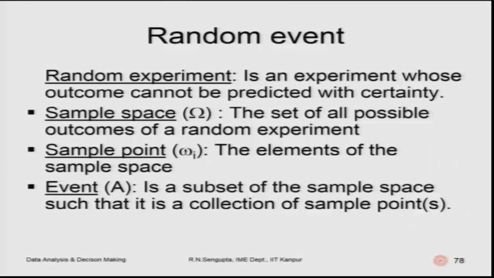Now, the sample space, which is the capital phi, is basically the set of all possible outcomes of the random experiment. Now, let me give you an example. Consider you are tossing a coin, and we want to toss the coin only twice, not more than that. So, in that case, the overall sample space can be as follows.